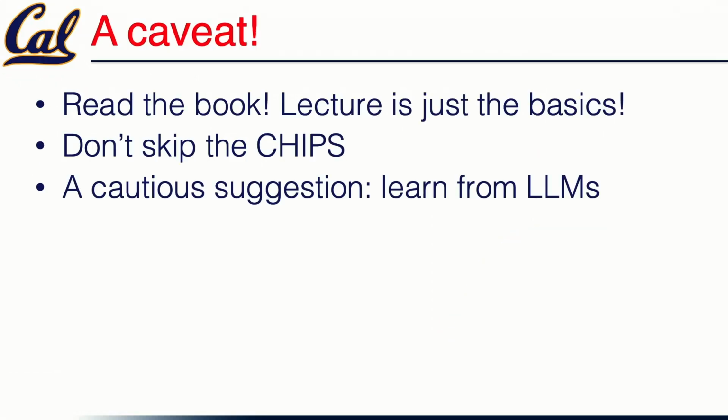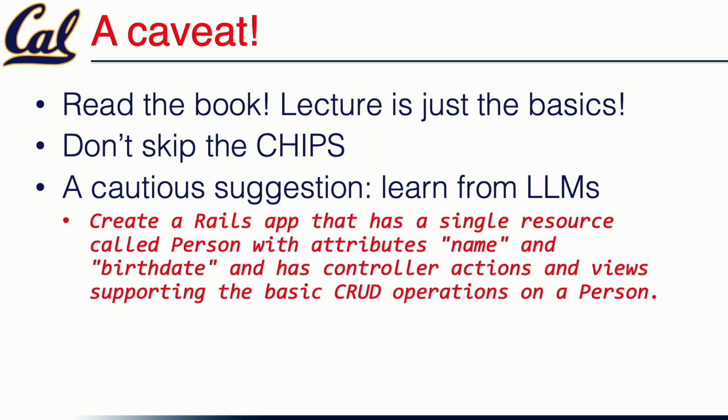I'm going to make a very cautious and maybe controversial suggestion. You could learn from LLMs. This is the first time in the history of this course that I've ever tried to do this, because it wasn't possible previously. But I recently tried this out. I gave a popular LLM the following prompt: create a Rails app that has a single resource called person with attributes name and birth date and has controller actions and views supporting the basic CRUD operations on a person.